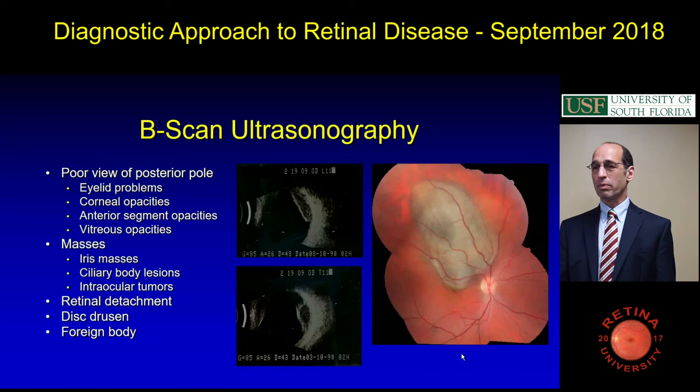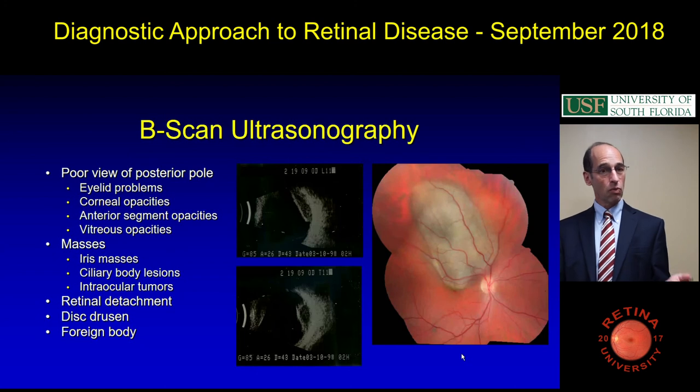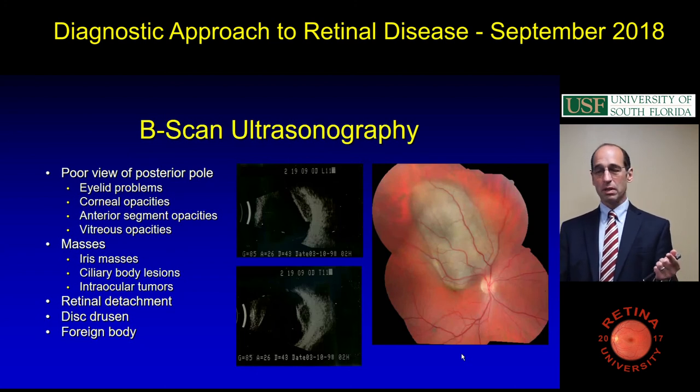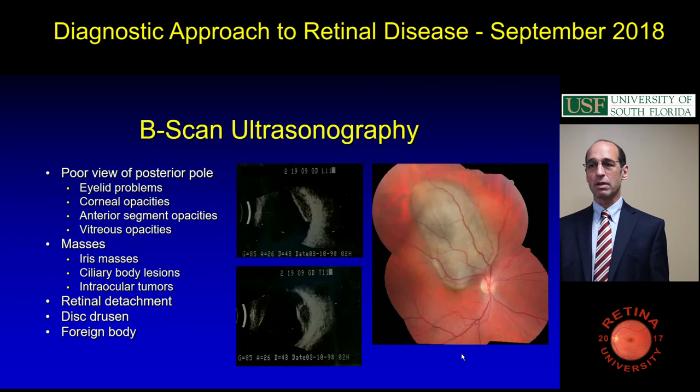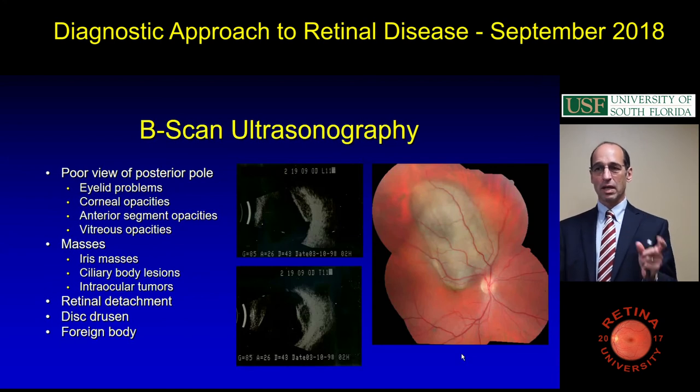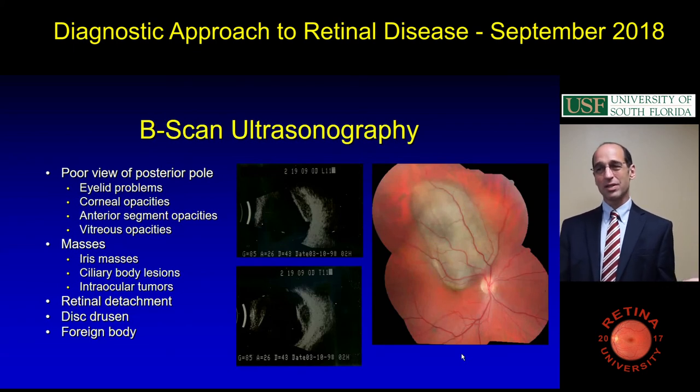It's important if you have a poor view of the posterior pole. I have one patient who has Coats disease in one eye, and a pupil that's literally 1 to 2 millimeters on a good day. I can sometimes see his retina, I can sometimes get an OCT, but I can always get ultrasound. It's useful for corneal opacities, anterior segment and vitreous opacities, masses you're trying to assess, retinal detachment, and dislocation. Honestly, autofluorescence is nice for that, and also if you're looking for a foreign body.